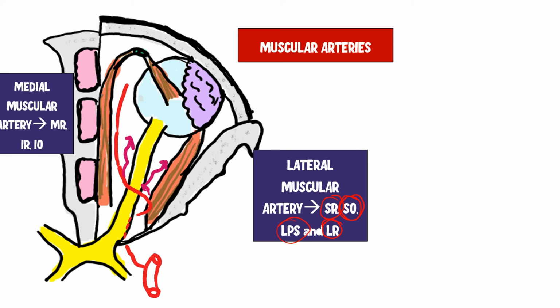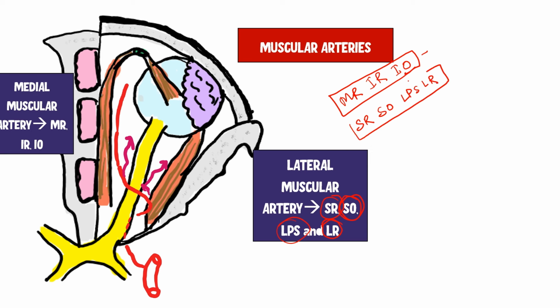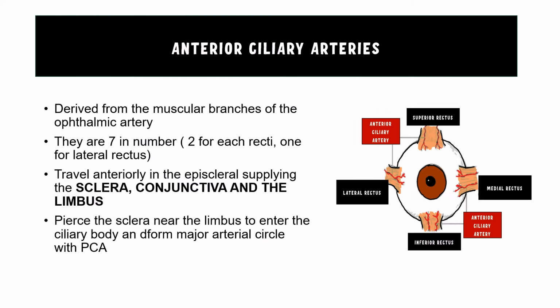So remember, the medial rectus, the inferior rectus, and the inferior oblique form one group, and they are supplied by the medial muscular artery, whereas the superior rectus, the superior oblique, that is the superiors, and the lateral rectus and the LPS form one group and are supplied by the lateral muscular artery. Our discussion would not be complete if we don't talk about the anterior ciliary arteries. And here we are discussing the muscular branches. That means we are talking about the blood supply of the extraocular muscles.